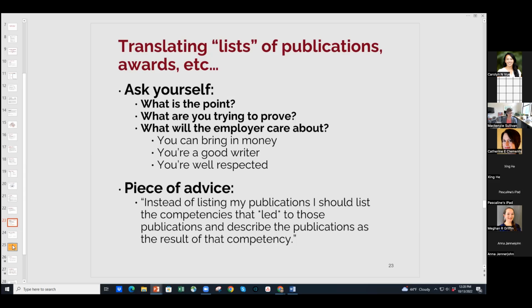The last thing I want to talk about with resumes is translating things like lists of publications, awards, fellowships. Sometimes people will say, I have this many publications and this many awards, should I list them all? And I always think, when you're trying to decide what to include on a resume, what is the point of what you're trying to include? If it's a project management role, they probably don't care about the topics of the papers that you published. It's just not important to them. So what's the point? What are you trying to prove? What will the employer care about?